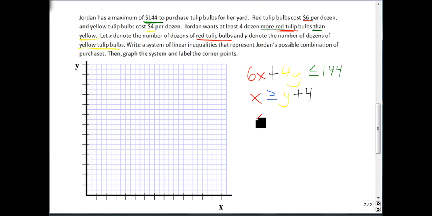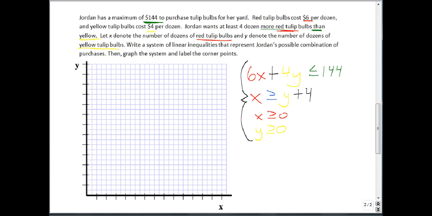The other one that we need to worry about is we can't buy fewer than 0 of either the red or the yellow. And so here is, oops, I missed one. Here is our system of inequalities. Now we just need to graph it.